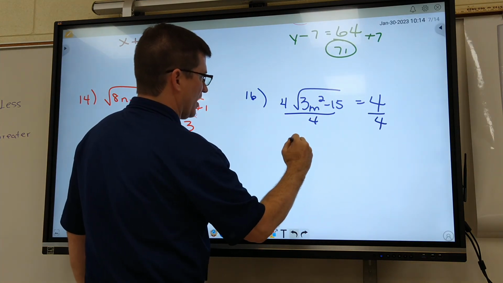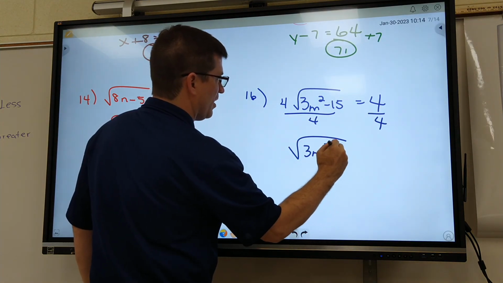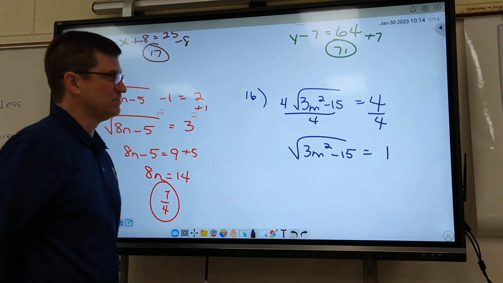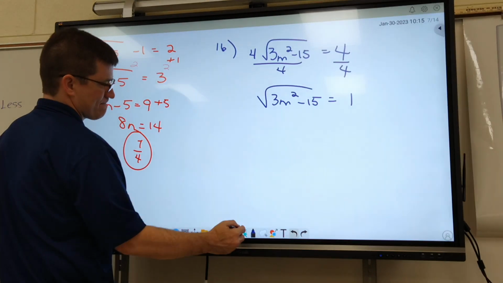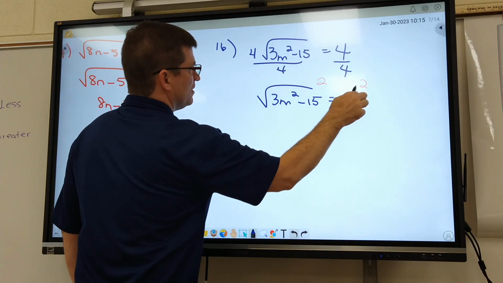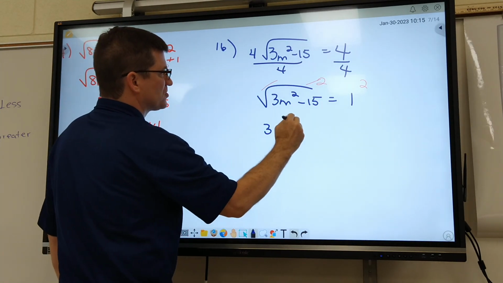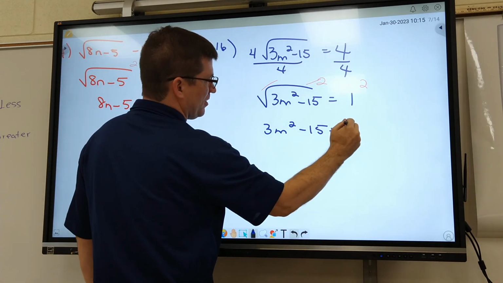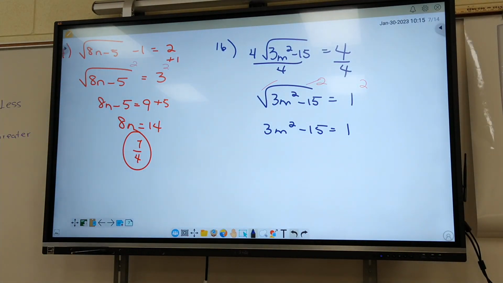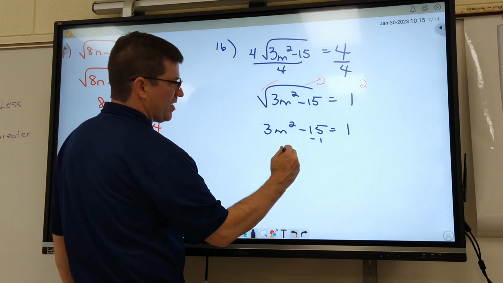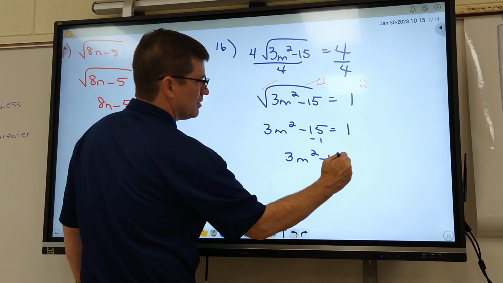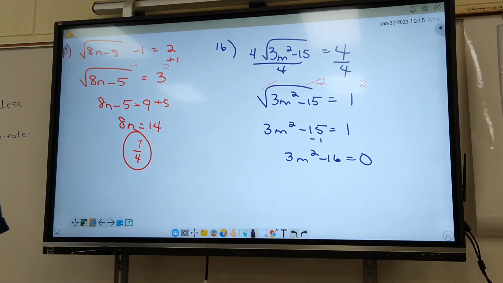Divide by 4. So I got square root 3m squared minus 15 equals 1. All right, now what? Square both sides. All right, that's going to leave me 3m squared minus 15. 1 squared is still 1. All right, now I think the best way for us to do this one, guys, take your positive 1, move it over. That's a minus 1. You get this to do by the quadratic formula.